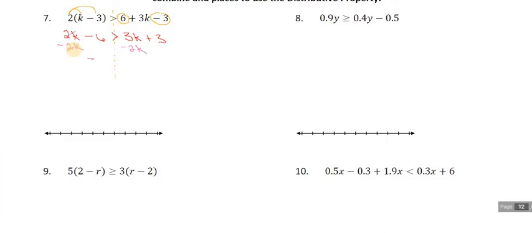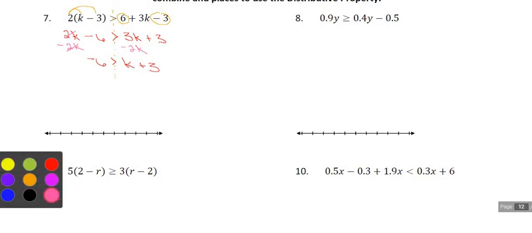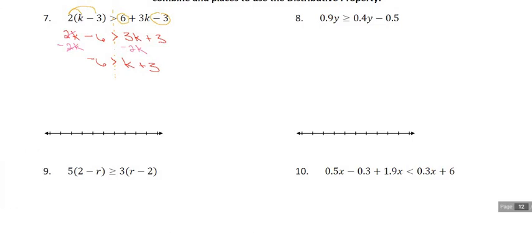So that leaves me with negative 6 is greater than k plus 3. Get k completely alone by subtracting 3 from both sides. So we have negative 9 is greater than k, which therefore means that k is less than negative 9.